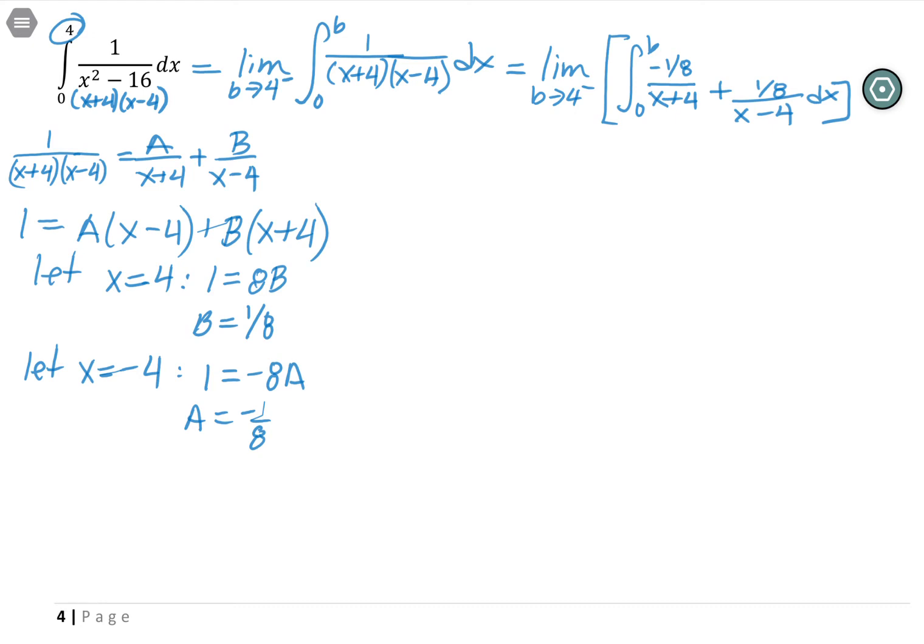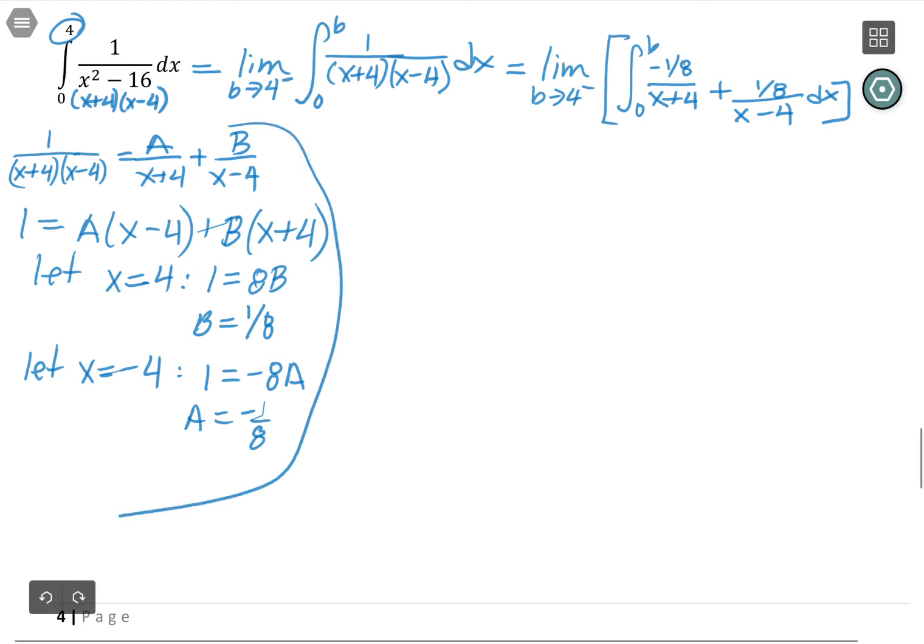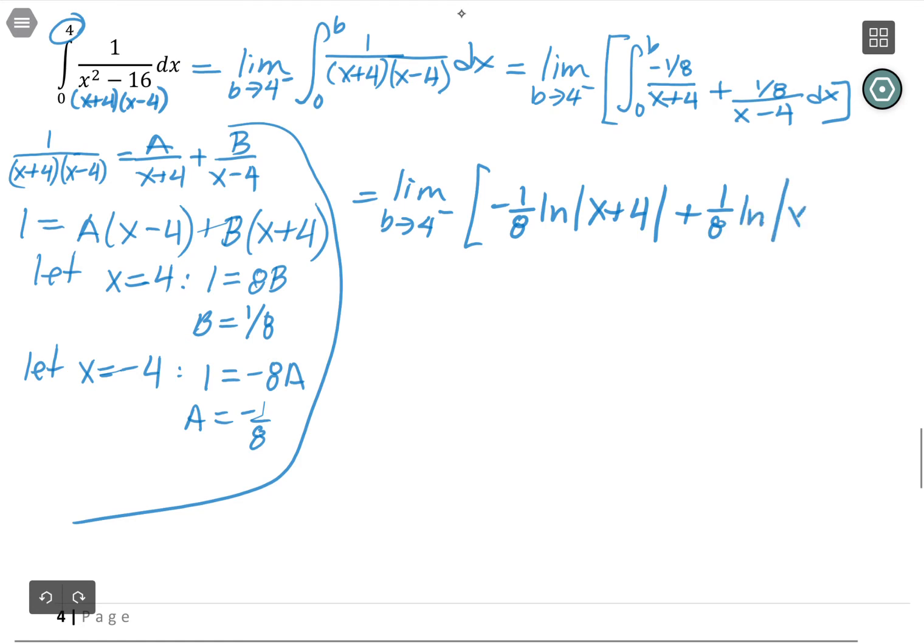Okay, so antiderivative, let me go ahead and block this off. Of all that mess is going to be negative 1/8 natural log absolute value of x plus 4 plus 1/8 natural log absolute value of x minus 4. And we're going to evaluate from 0 to b.